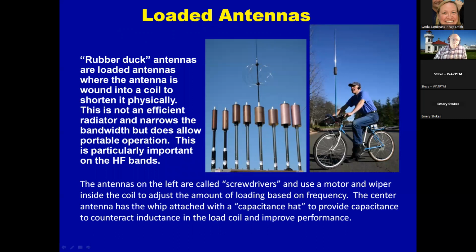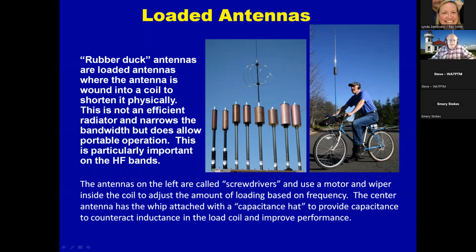Another term is loaded antennas. The rubber duck antenna, the thing you get when you buy an HT that comes with it, the little short stubby thing, is an example of a loaded antenna. Basically, the antenna is wound into a coil inside that rubber tubing that you see. There's actually wire inside there that's the antenna, and it's wound into a coil so that it's physically shorter but electrically longer.